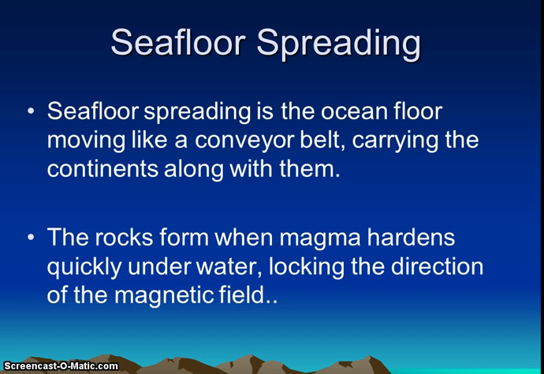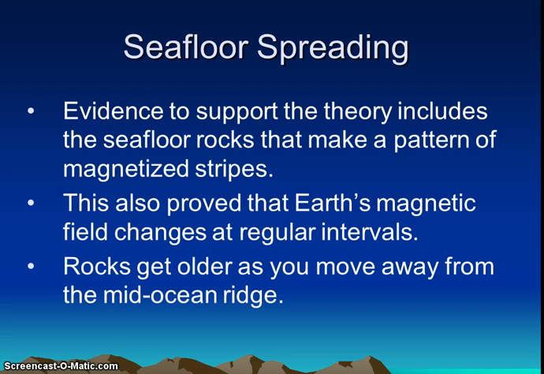Seafloor spreading is the ocean floor moving like a conveyor belt, carrying the continents along with them. The rocks form when magma hardens quickly underwater, locking in the direction of the magnetic field. More evidence to support the theory includes the seafloor rocks that make a pattern of magnetized stripes. This also proved that Earth's magnetic field changes at regular intervals. Rocks get older as you move away from the mid-Atlantic ridge.